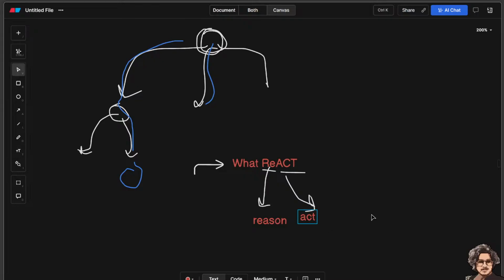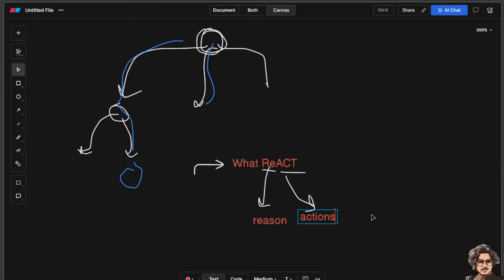ReAct prompting combines both reasoning and action. In this prompting technique, the LLM performs intermediate reasoning and takes action, like querying an external API or a tool, and it is foundational for building augmented AI agents.